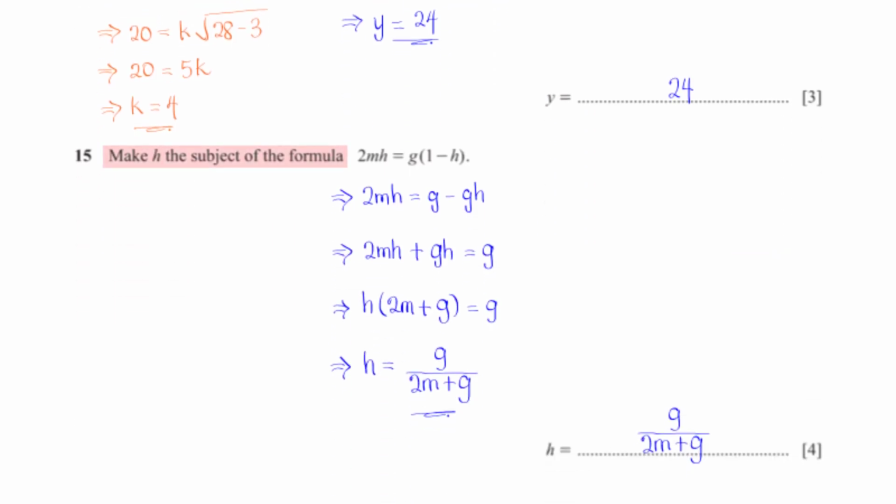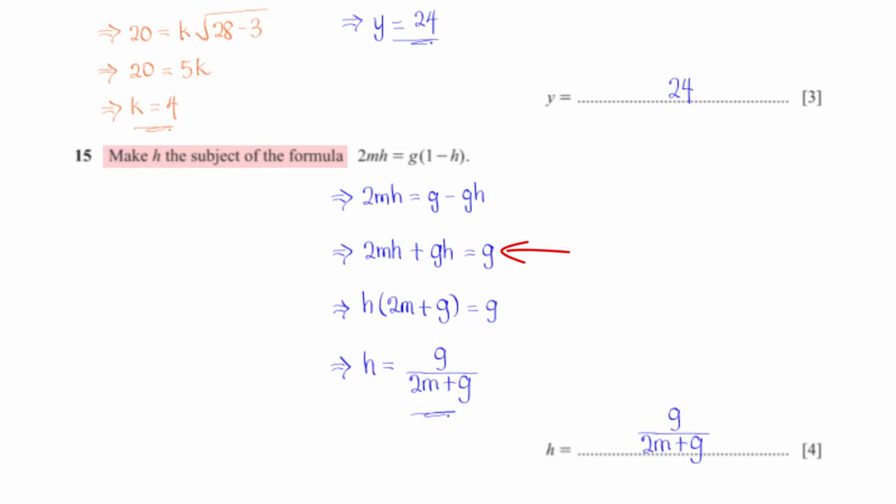Make h the subject of the formula 2mh equals g times 1 minus h. So first off, we expand the brackets, and so that gives us 2mh equals g minus gh. H appears on both sides of the equation. Since we want to make h the subject of the formula, we need to get all the h terms on one side of the equation, and so that gives us 2mh plus gh equals g.